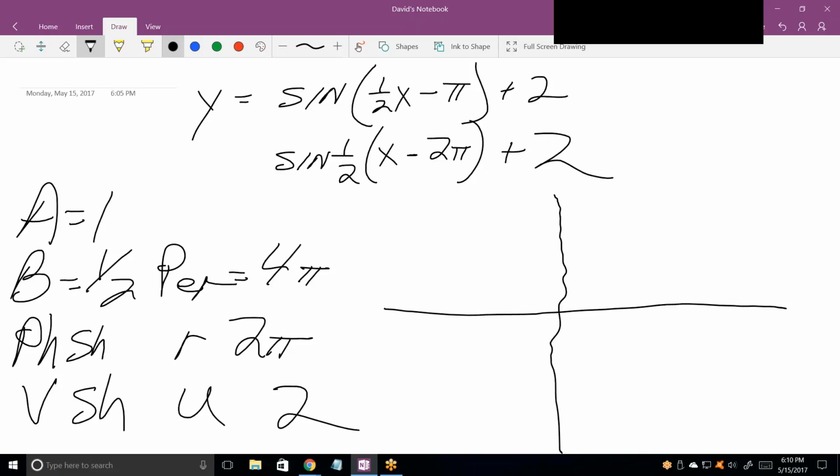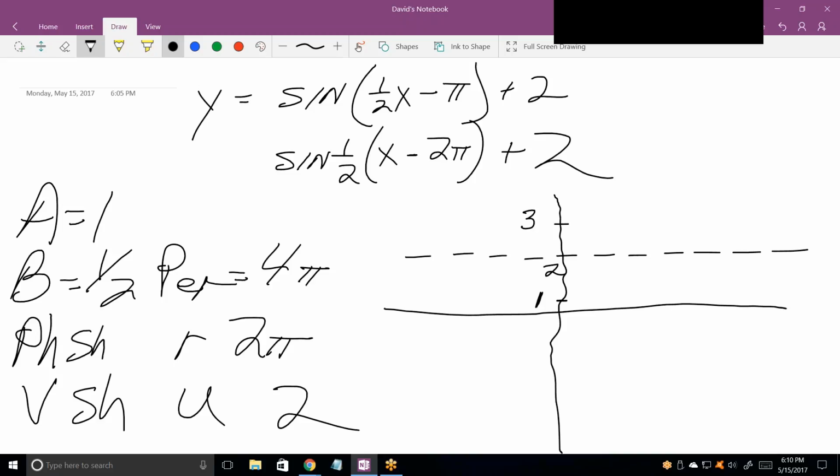What I want to do is move the horizontal line of symmetry, which I'm going to represent. See, dotted lines are easier to do. I'm going to represent the horizontal line of symmetry with this dotted line. It's going to go to 2. Where's my maximum and my minimum? At 3 and 1. Where is my first starting point? 2 pi, 0.